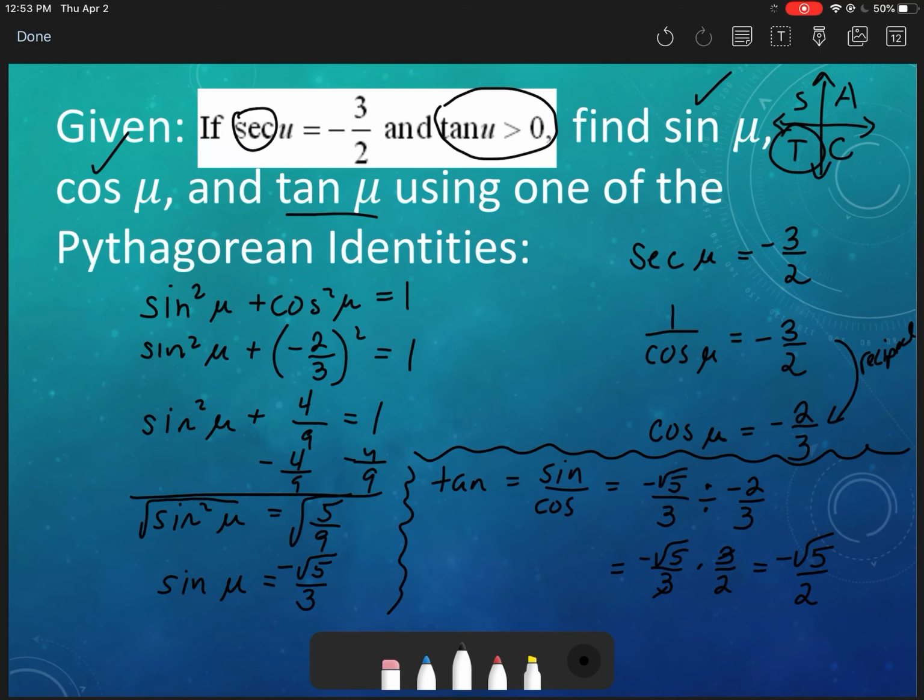And should that be positive or negative? That should be a positive. Two negatives make a positive, and tangent is also, it's telling us here that tangent is positive.